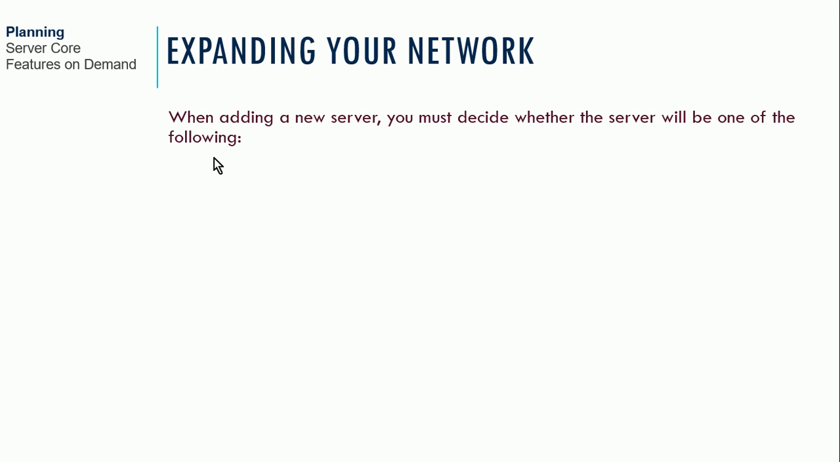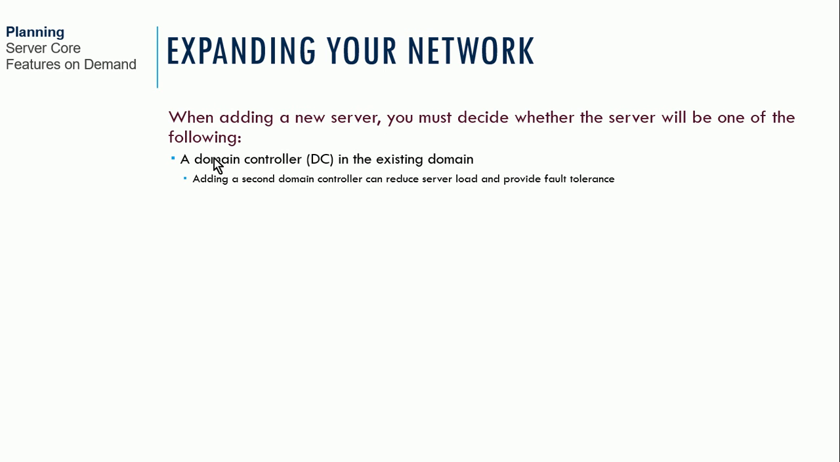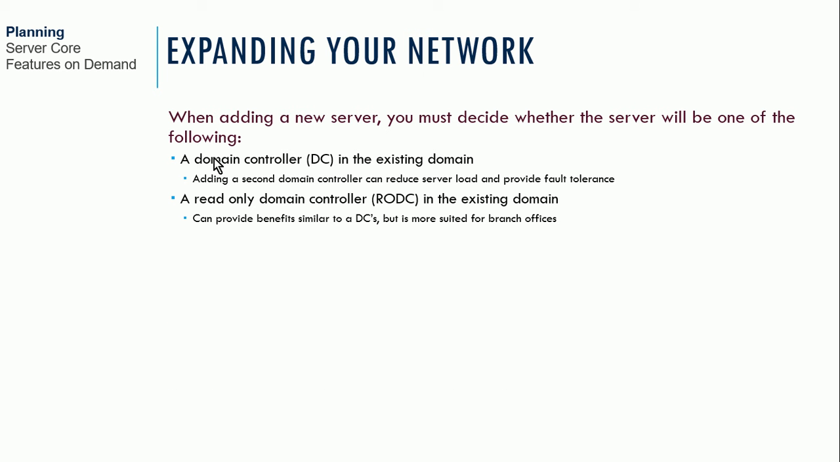At some point, you may need to expand your network. So when you're adding a new server, you have to decide whether the server will be one of the following. There are four different basic ways you can set up your server. The first is as a domain controller in an existing domain. So if you already have a domain, you may be adding a new domain controller to an existing domain, and this will now become yet another domain controller. And this will typically be done to add some fault tolerance or to give a local presence for a domain controller.